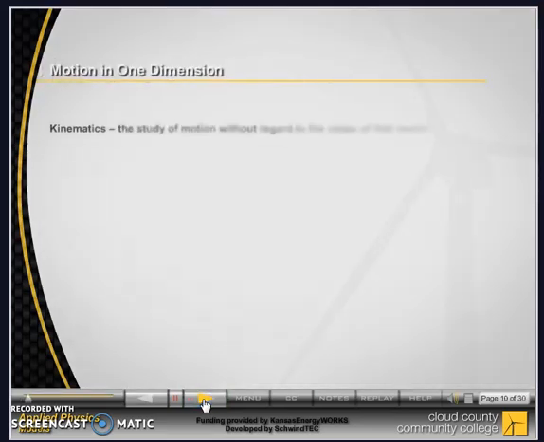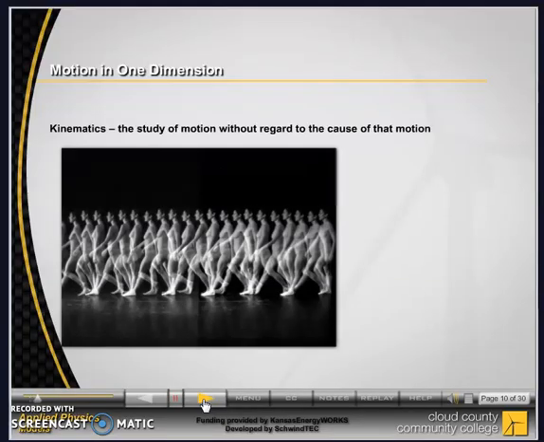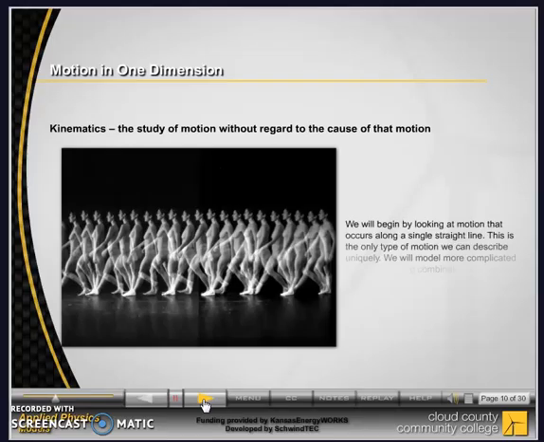We now begin our study of kinematics, the study of motion without regard to the cause of that motion. We will begin by looking at motion that occurs along a single straight line. This is the only type of motion we can describe uniquely. We will model more complicated motions by using combinations of motions along single straight lines.